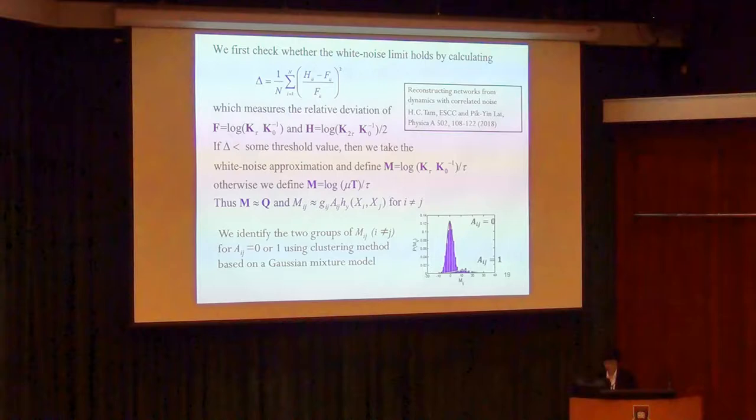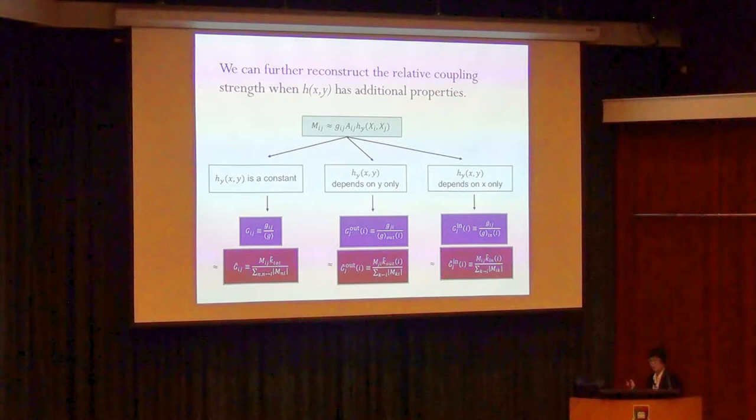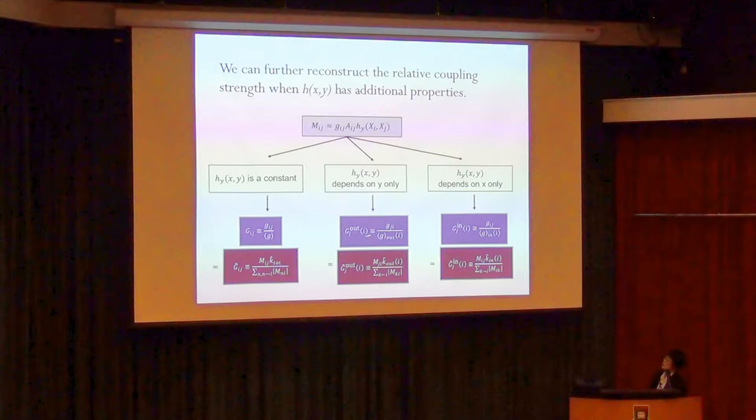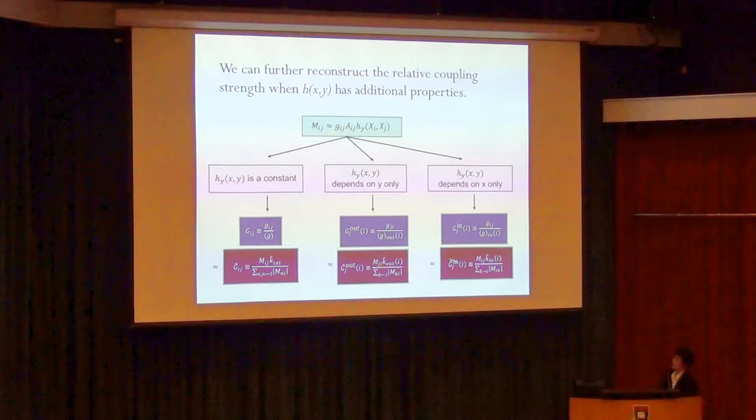And furthermore, not only can our method reconstruct the Aij, we can also get the Gij when this function h, which is rather general, has additional properties. So if this x sub y is actually constant, you can directly use this ratio to get the Gij. Depending on whether it only depends on y, you can get this outgoing link, the coupling strength. And if it only depends on x, then you can get the incoming coupling strength. So the message here is we will be able to get not only the Aij, but also the Gij or relative Gij.